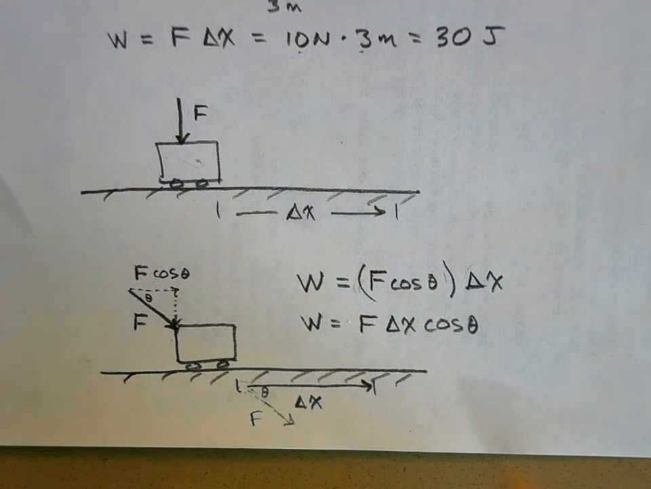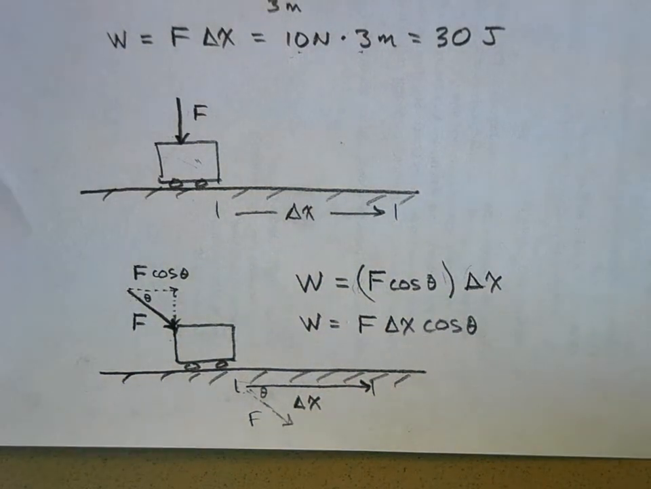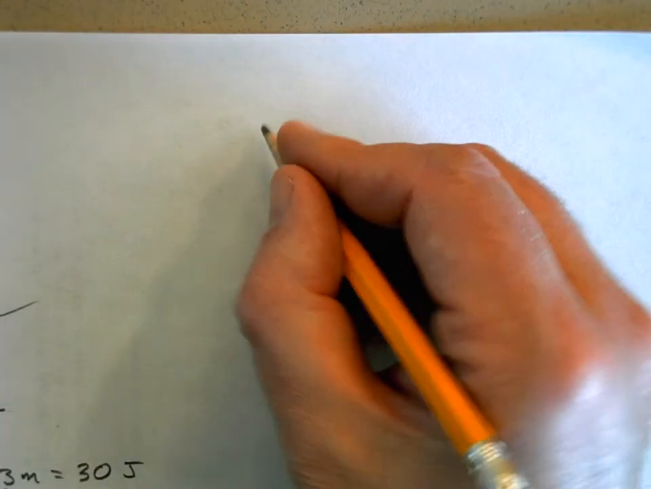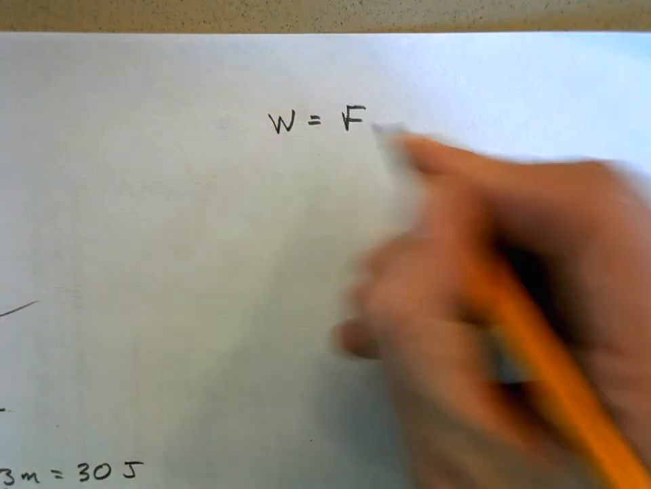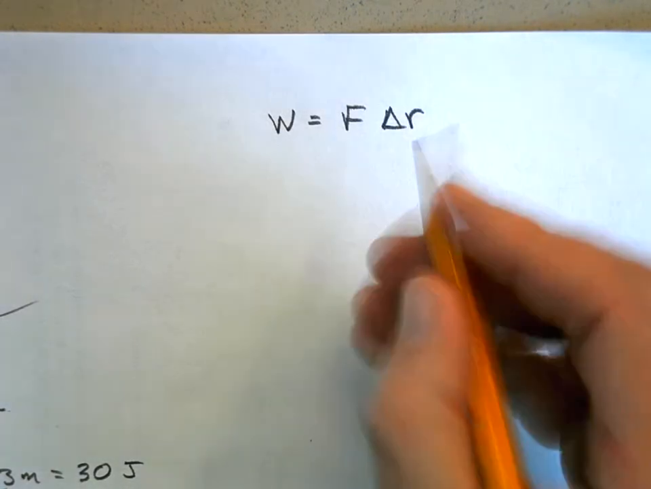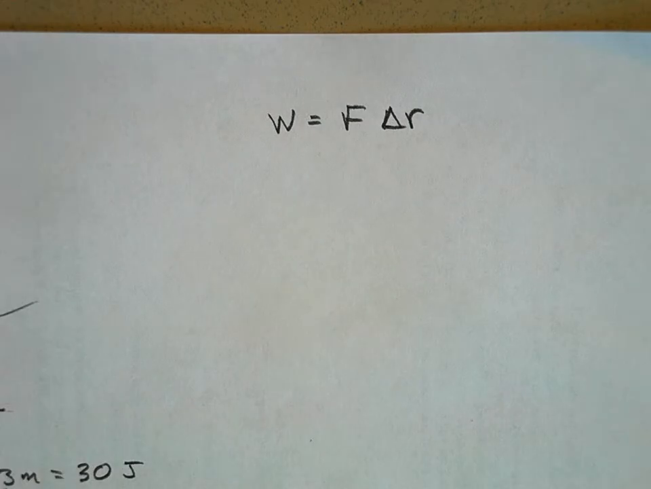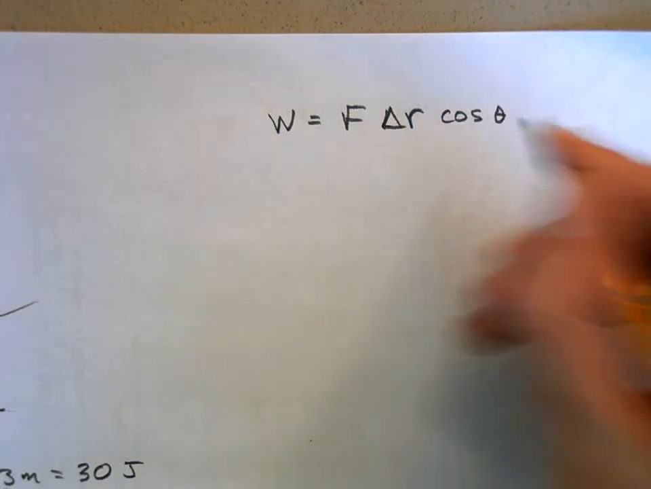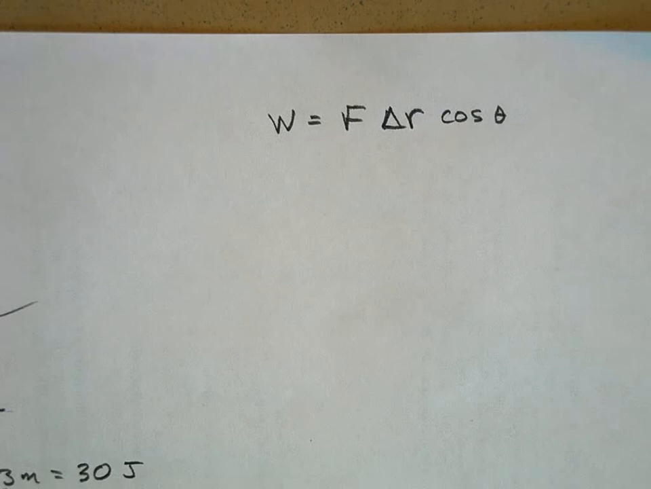Okay. Now, what if the object isn't moving in a delta x direction? What if it's moving in some arbitrary three-dimensional direction? Well, instead of delta x, we'll just call it delta r. And we can say that work is equal to how big the force is, how big my displacement is, and I'm going to use delta r instead of delta x. Delta r can be in any direction, times the cosine theta, but theta is the angle between the force vector and the displacement vector.